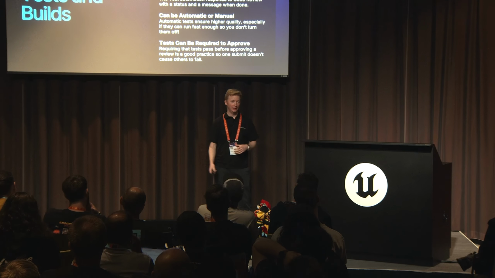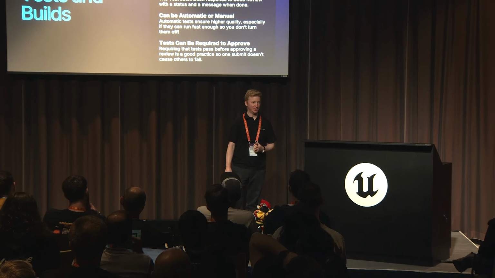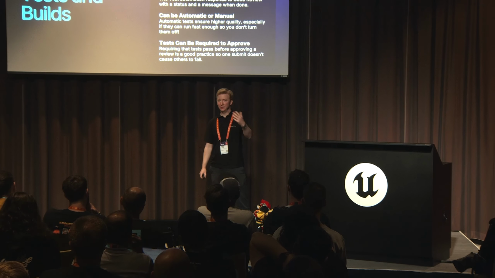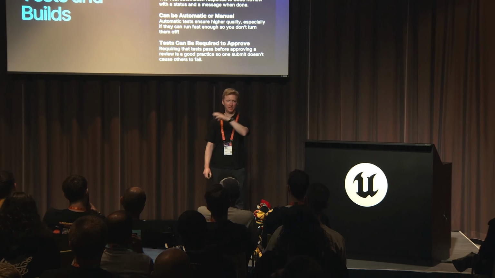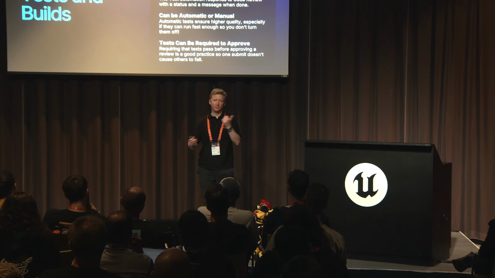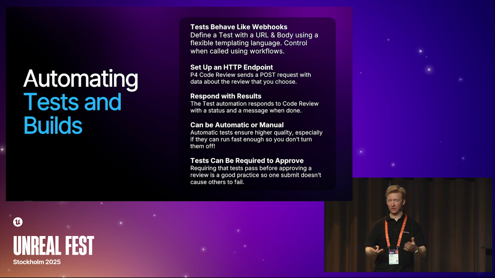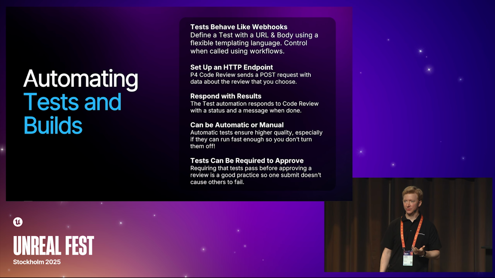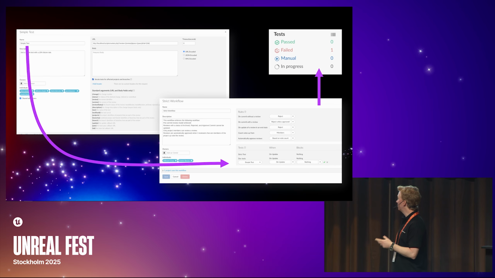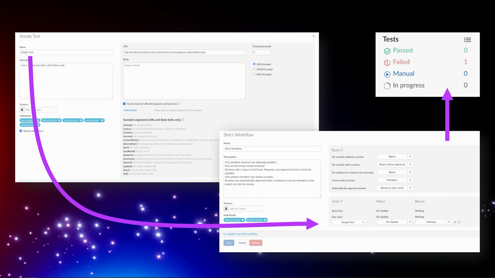This could be your build server, a test system that you have, or a custom service that you run that's going to receive those test executions. And then we expect a pass or a fail back, and you can include messages and things like that, which we will then surface and show in P4 code review. These can be automatic or manual, and they can also be enforced, so they need to pass. Looking at the screenshot, you're not going to see the text here, so don't worry about that. But you do all of this in the UI.